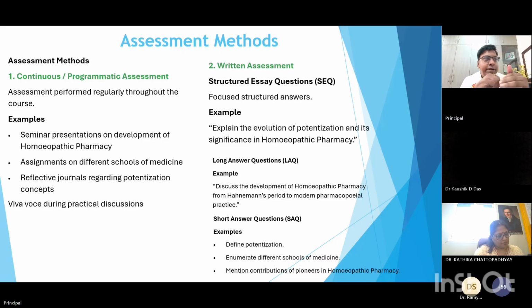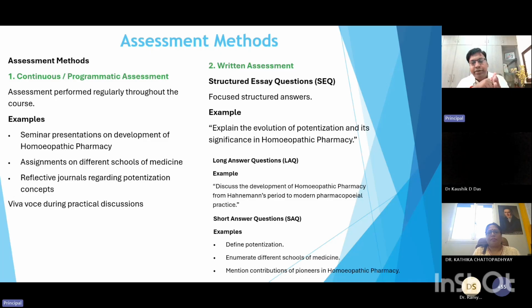Assignments on different schools of medicine. You give your PG trainee an assignment: prepare a seminar on different schools of medicine. An assignment, and you are assessing it. Reflective journals regarding potentization concepts and viva during practical discussions. And on these assignments, you are conducting a viva examination. So this is coming under assessment tools.